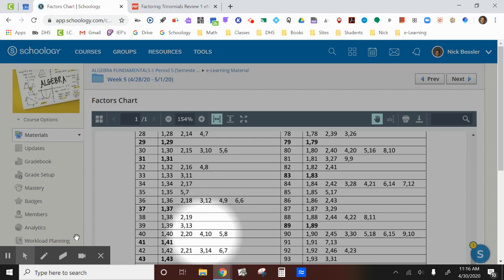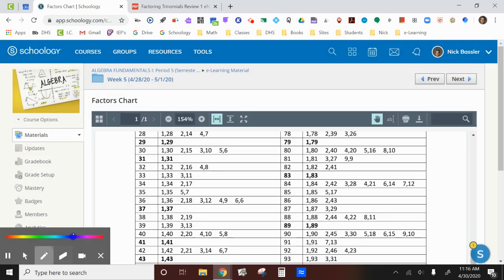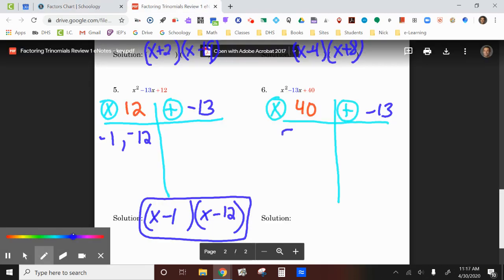Well, if I add 4 plus 10, that's 14, so that's not going to work. So it's just going to be that 5 and 8 combination here. I'm going to write those two numbers on my line here. Because they have to multiply to a positive and add to a negative, I don't have to list it twice. I just know that these are both going to be negative, because that's the only way that I can multiply to a positive and add to a negative.